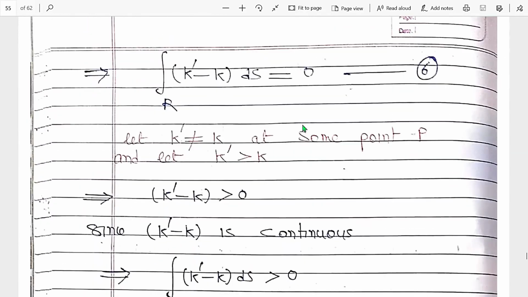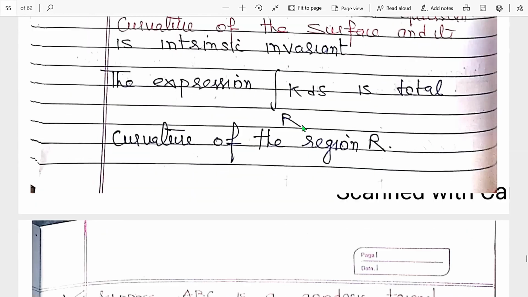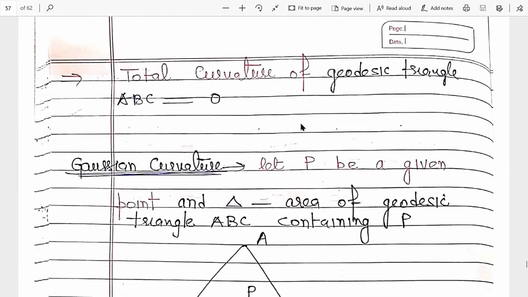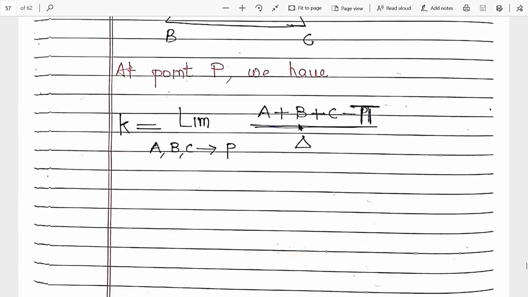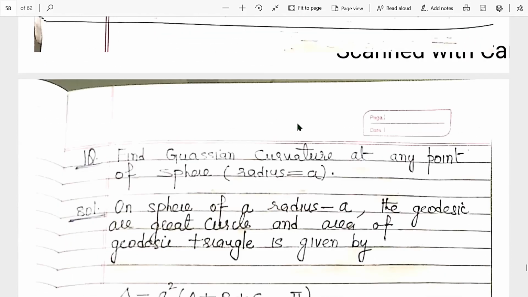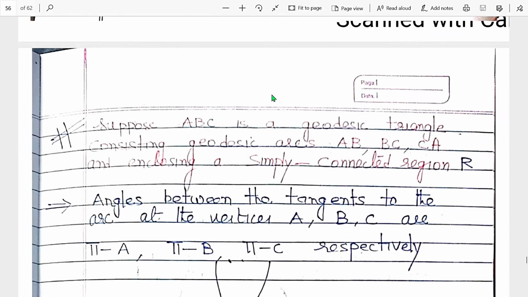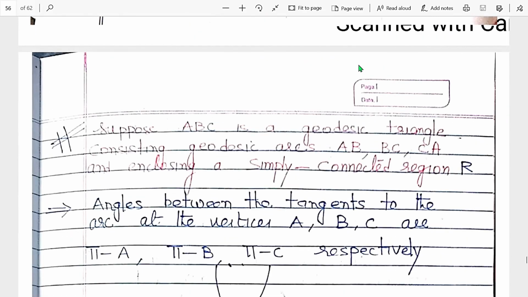Now this is our Gauss-Bonnet theorem. This is a very important result. Now we will apply this result to some applications in the next lecture. So in the next lecture we will prove these two applications.